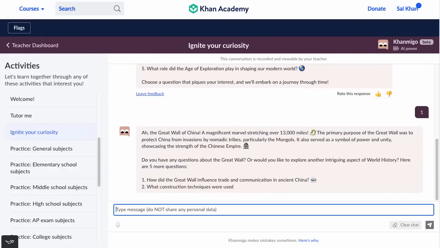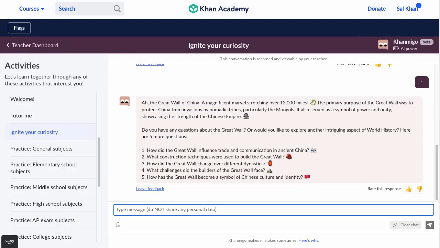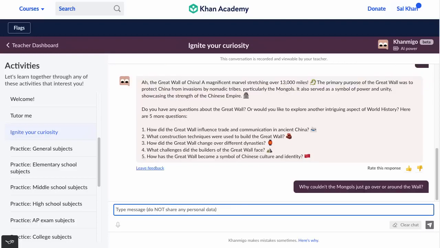The Great Wall of China, a magnificent marvel stretching over 13,000 miles. The primary purpose of the Great Wall was to protect China from invasion by nomadic tribes, particularly the Mongols. It also helped as a symbol of power and unity, showcasing the strength of the Chinese Empire. So we can keep asking more questions. I could also say, why couldn't the Mongols just go over or around the wall? Maybe put the wall in capital.